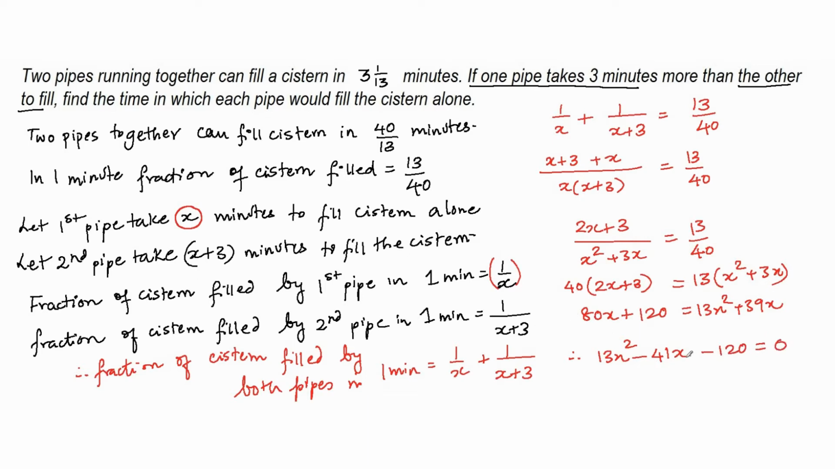So now we need to split these two numbers such that the product is minus 120 into 13 and the sum is equal to minus 41.